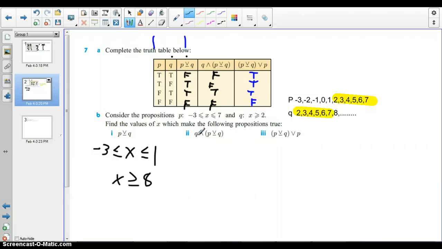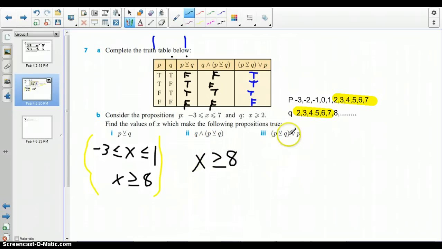Now, when do we have Q and the exclusive disjunction of P and Q? So what values are in Q and at the same time are in the exclusive disjunction, which we already identified as being these? Which values are in both? Well, all values that are greater than or equal to 8. All these values, we already identified them as being part of this exclusive disjunction. All of these values are also part of Q. They both have to be true at the same time. So these values are the answer for part 2.